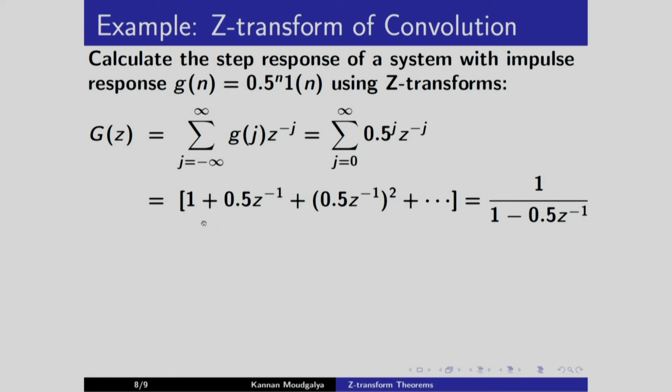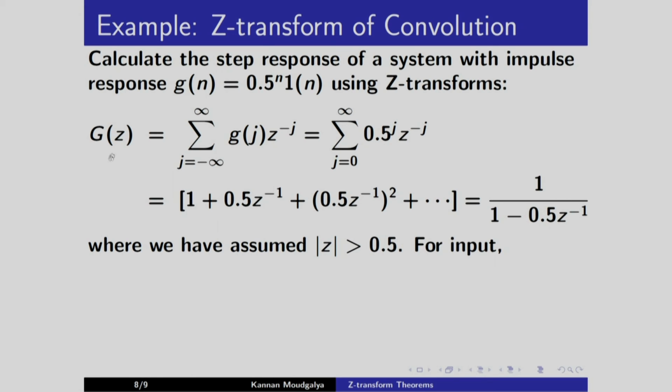Now we can write this infinite sum as follows. This is the geometric progression. Remember, in order to do this we have a condition that each of these terms is less than 1. In other words, the absolute value of z should be greater than 0.5. Only under this condition can we evaluate this sum and represent it as a compact ratio like this. Okay, this is for g of z.